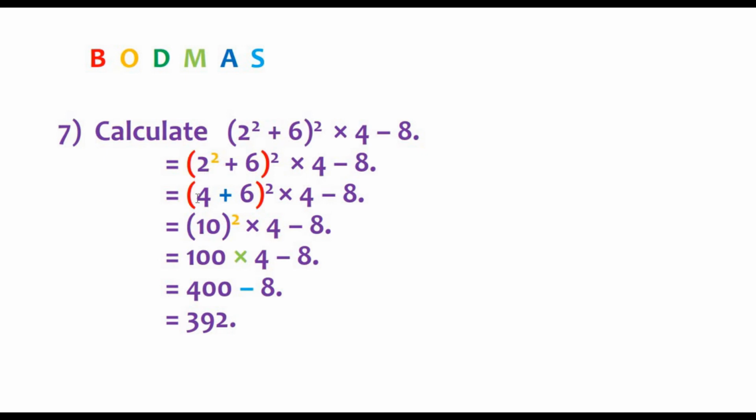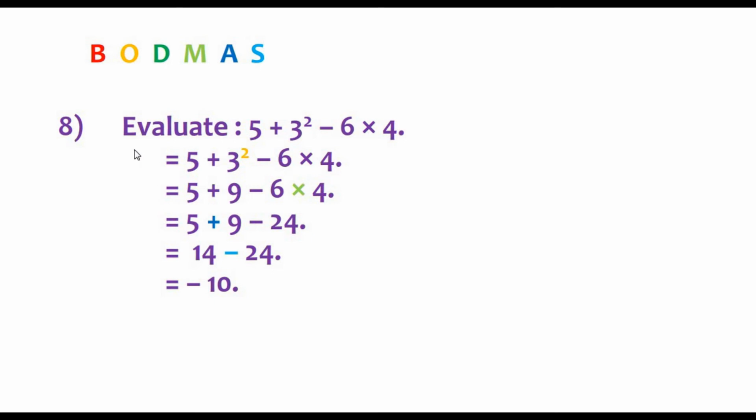Now here, 100 multiplied by 4 minus 8. So we have multiplication and subtraction left. According to BODMAS, multiplication has a higher precedence. Therefore 100 multiplied by 4 makes 400. Then minus 8 becomes 392.